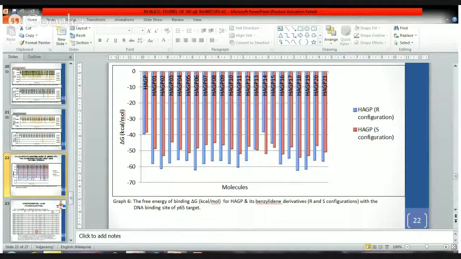But for andrographolide, there is a report that it binds with NF-kappa B, P65. That's why I think she has chosen it as one of the standard molecules.